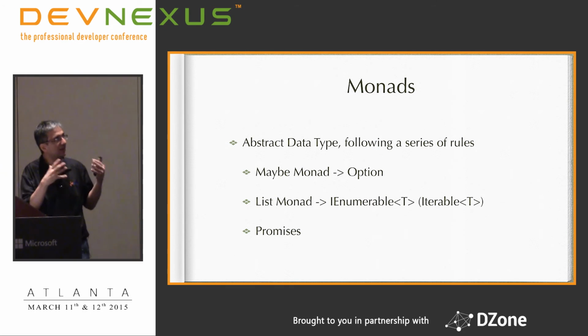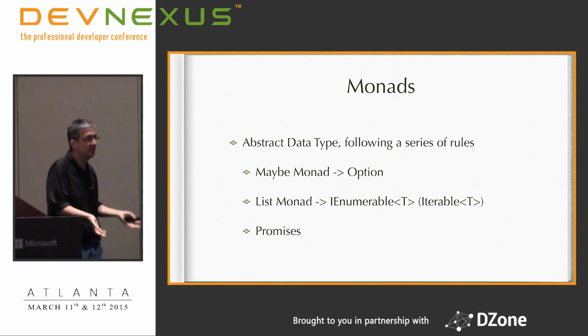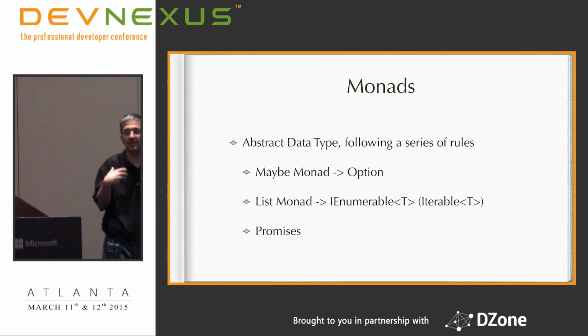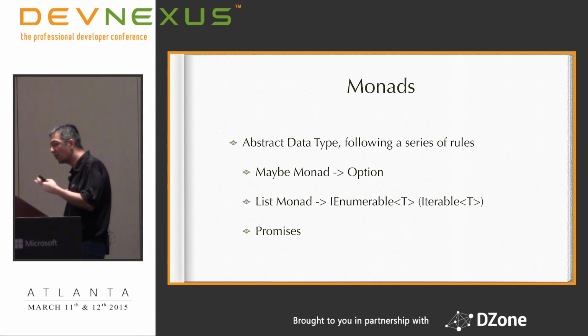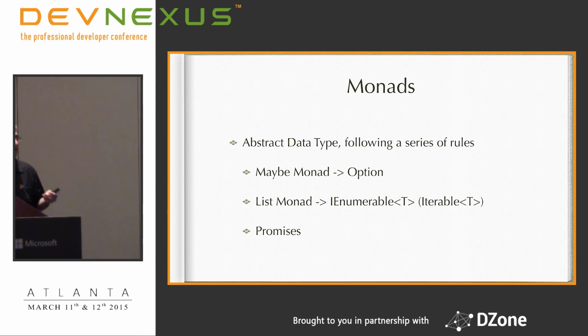A monad actually is kind of like an abstract data type that follows a series of conditions. It has a bind function. It has a null, not a null, an element value, and it has to apply a series of characteristics to meet the requirements of being a monad. What is so important about a monad?